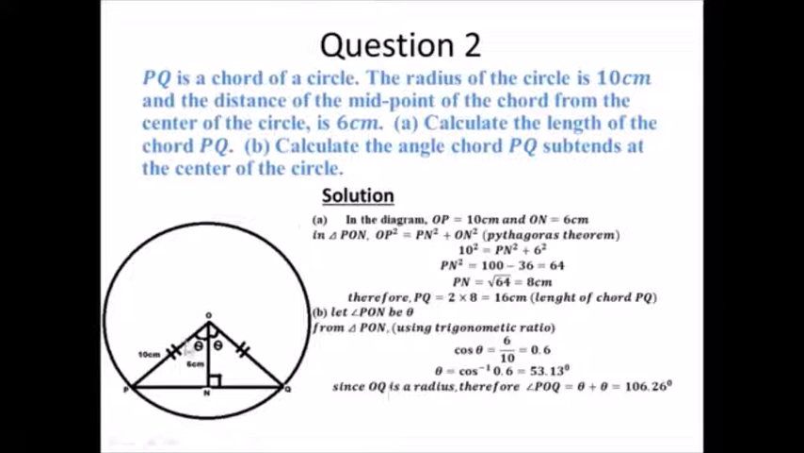And to know the total angle which PQ subtends at the center, that will give us theta plus theta, which is 53.13 plus 53.13, and that will give us 106.26 degrees. That's another question you can be asked on the midpoint theorem, finding the angle that the chord subtends at the center. So I hope you understand this question, and if you don't, please start the video again and go through the solution and my voice clip.